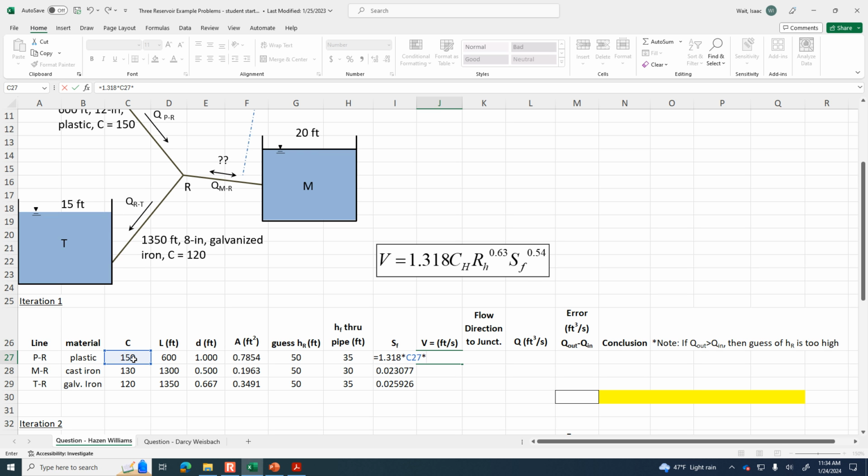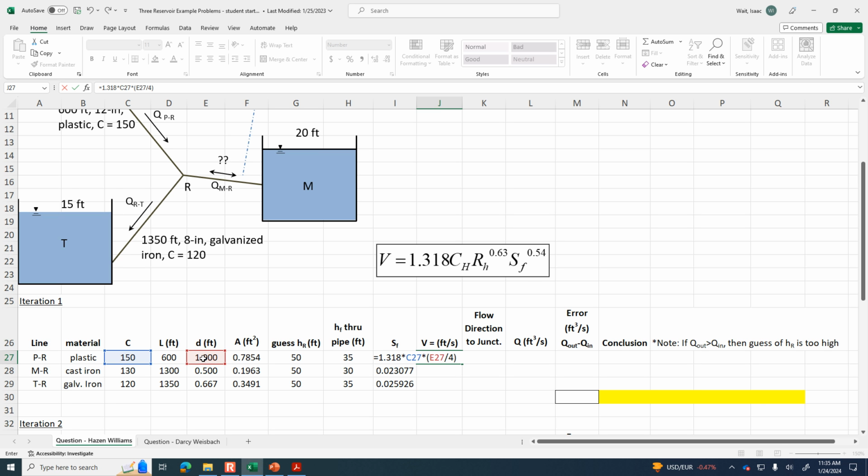Anybody remember what's the hydraulic radius of a circular pipe when it's flowing full? Would it be the area? D over 4. Yeah, diameter divided by 4. So what I'm going to do here is have parentheses, and it's D divided by 4. That's the hydraulic radius for a circular pipe that's flowing full. I could have added a column that is called hydraulic radius, rather than embedding that calculation into this equation. But I forgot to do that.